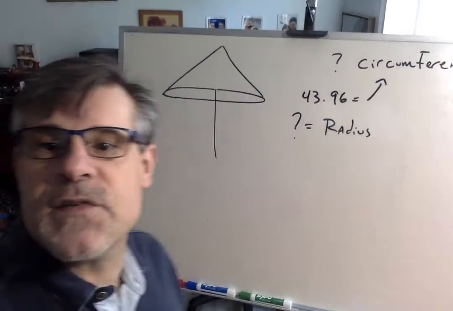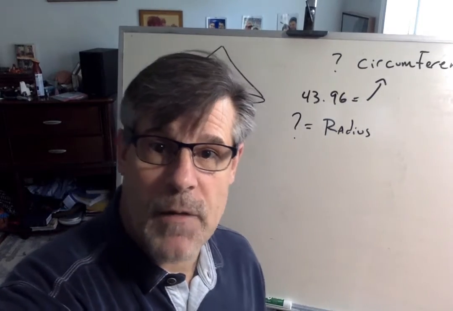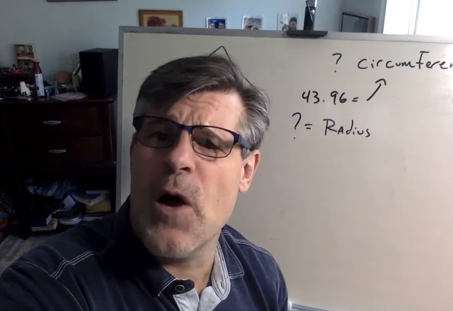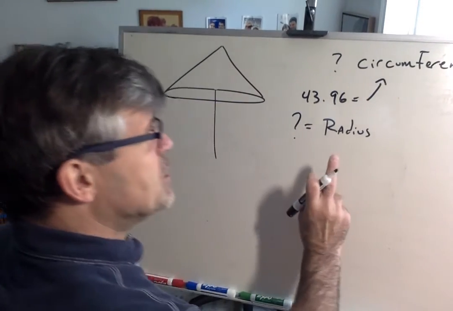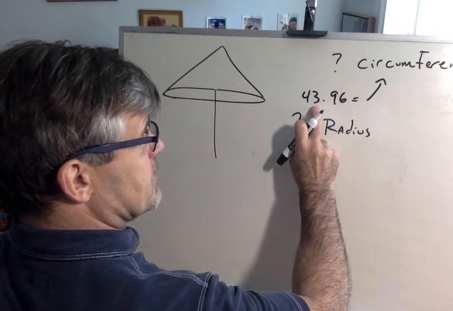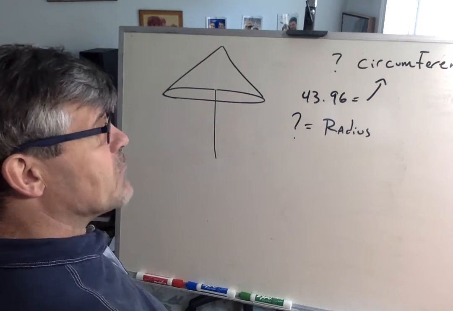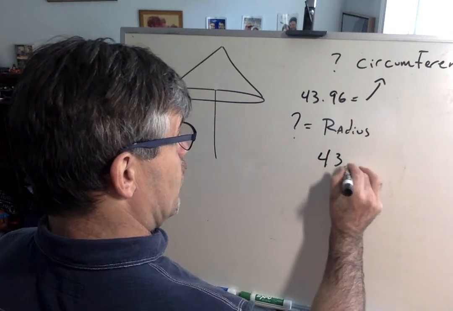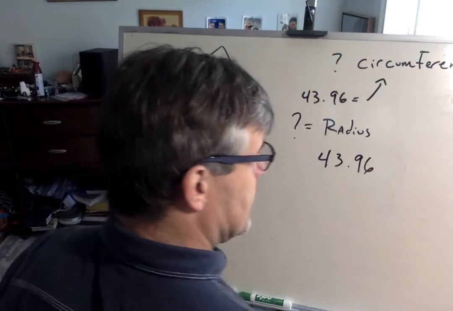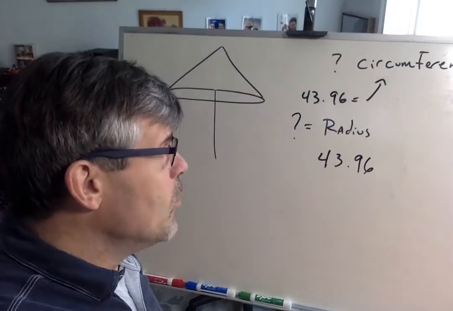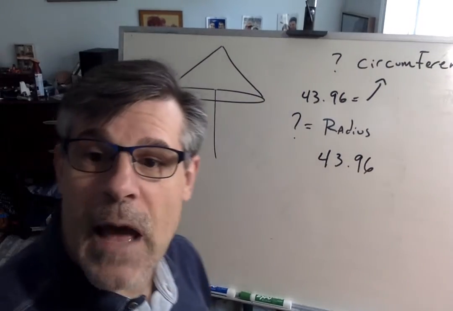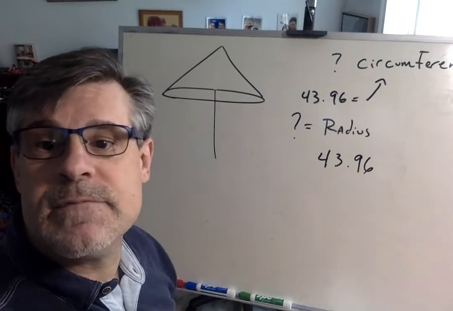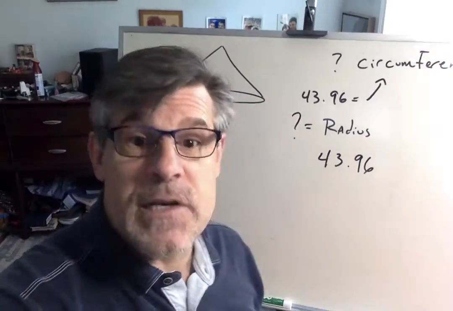Tamel, the last time you did this, you forgot to do one step, all right? So why don't you guys tell me what I'm going to do with this to find the radius. So I have 43.96, okay? And I need to find the radius. So tell me what I'm going to divide this by. I gave you a hint. What are we going to divide this by? Pi. Okay, you're going to divide by pi.